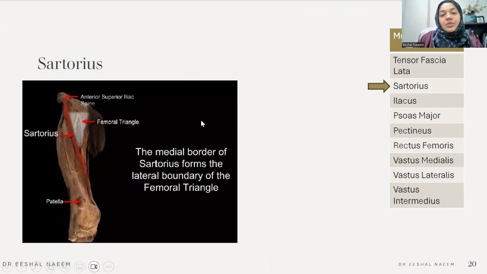Now we have the sartorius, that you can see is just like I did on the previous slide. It originates from the anterior superior spine, passes the thigh, and inserts onto the lateral boundary of the femoral triangle, and you can see that on the medial condyle of the tibia.